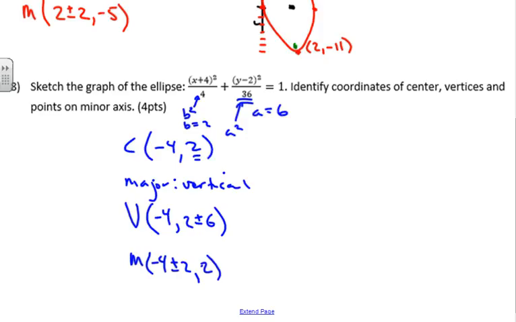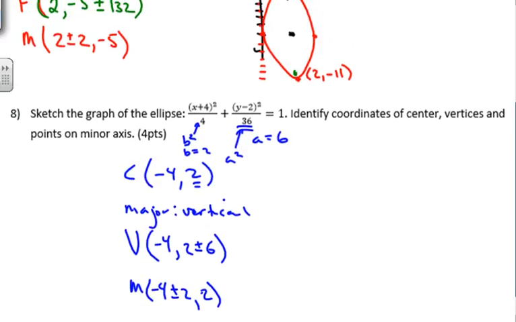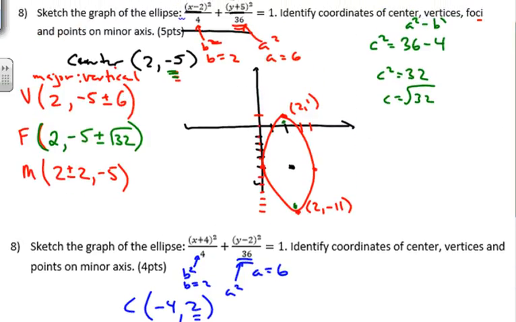Well, hopefully this helps you out on how to identify a, b, and c, and what they're used for to help us find the vertices, foci, and minor axis points, and also sketching this graph.